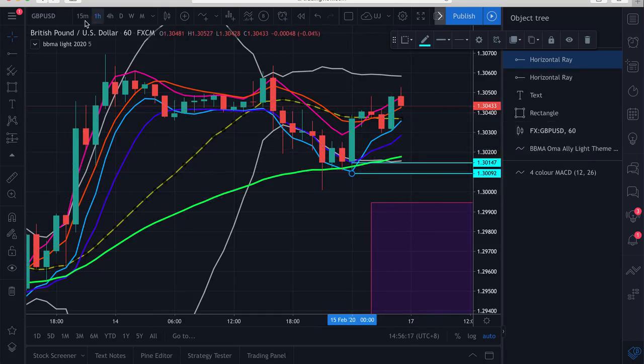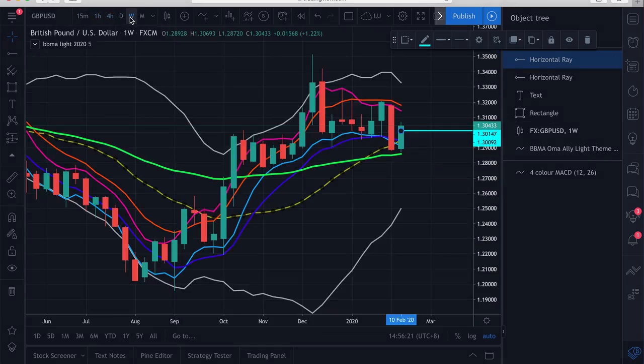Okay, so GBP USD again is a buy for us, buy setup. We're going to buy from the mid BB to the low BB in H4.